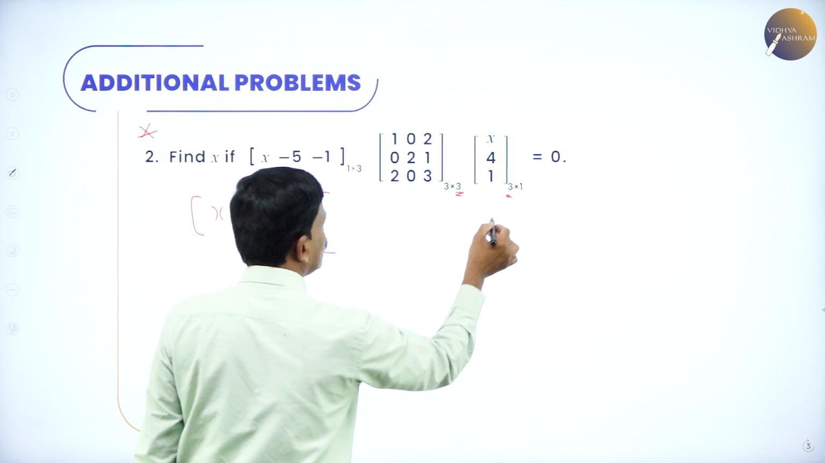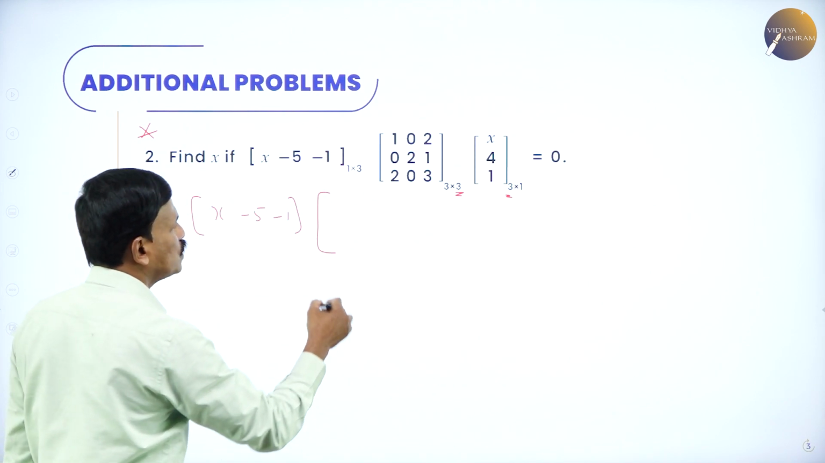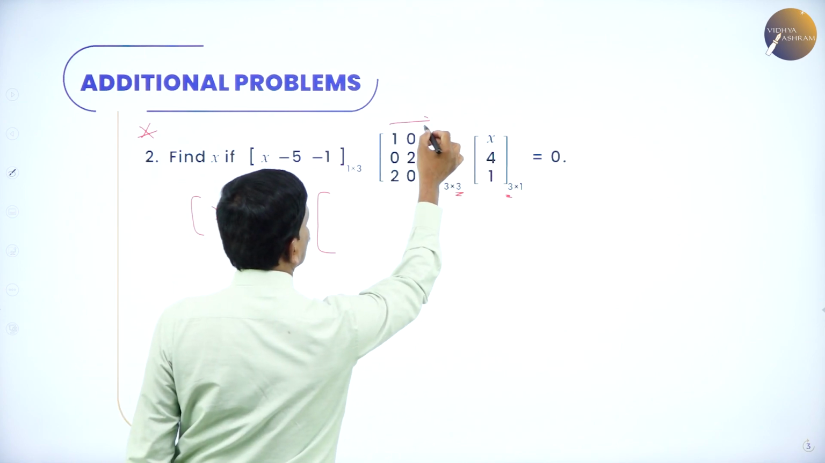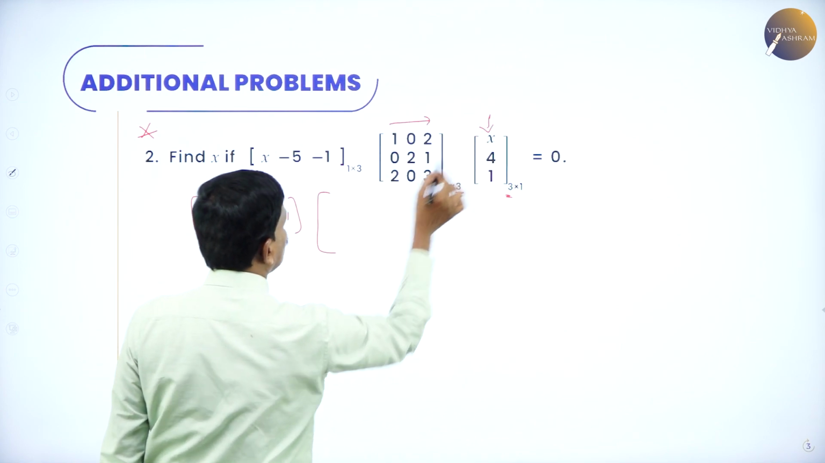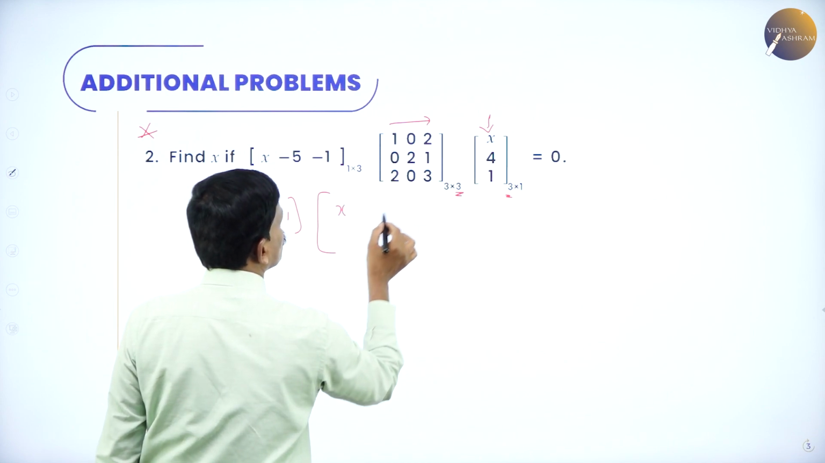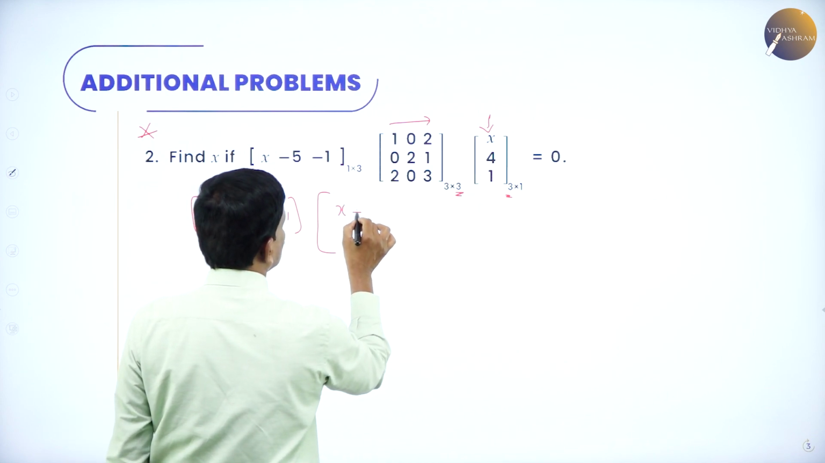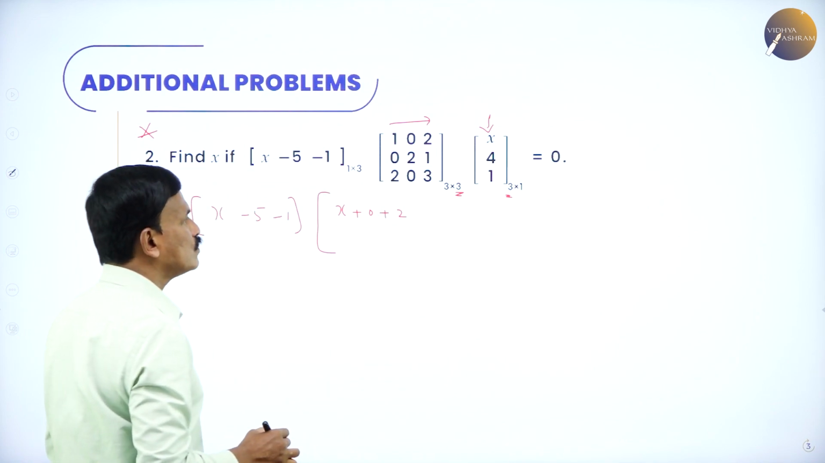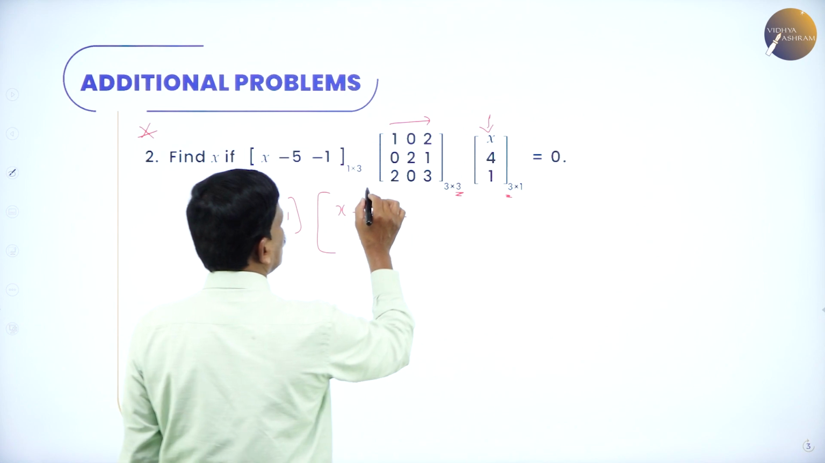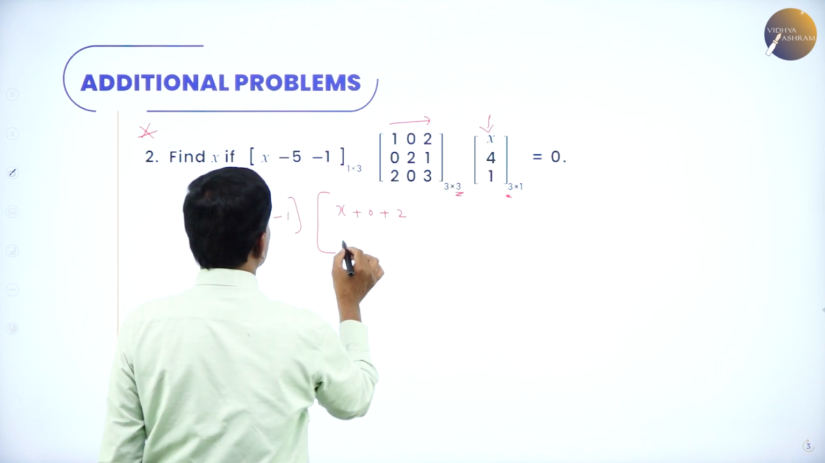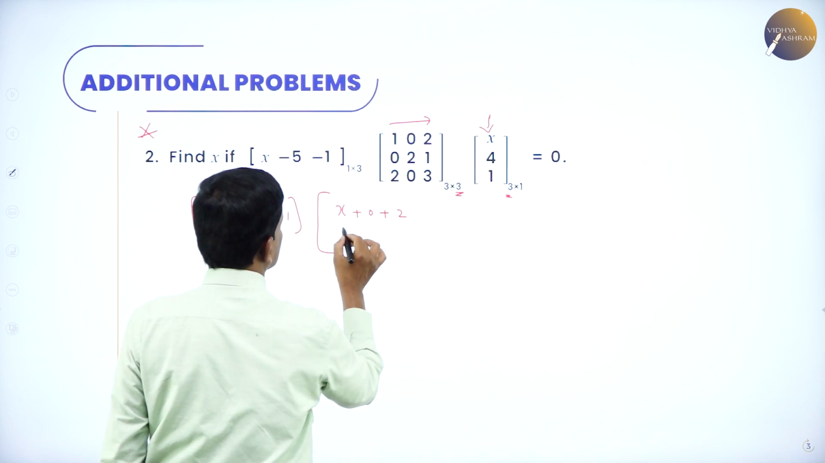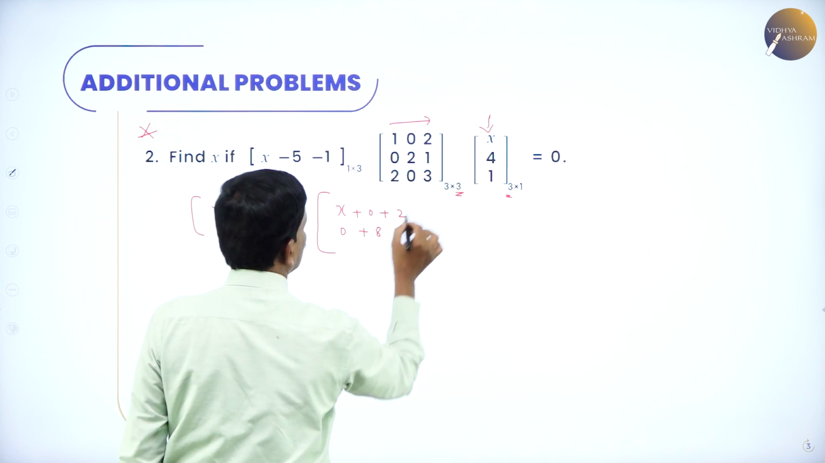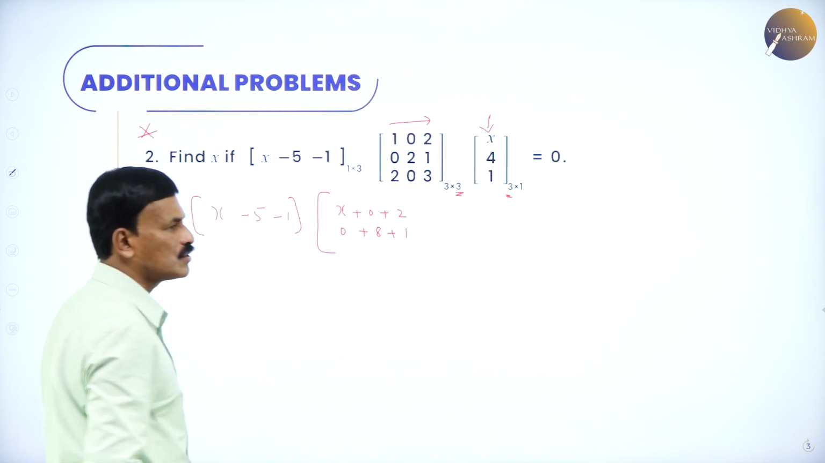The matrix you are going to get is of order 3 rows and 1 column. So 3 rows and 1 column, usually you will get a matrix like this. Now multiply. First row: 1 into x is x, 0 into 4 is 0, plus 2 into 1 is equal to 2. Second row, first column: 0 into x is 0, plus 2 into 4 is 8, plus 1 into 1 is equal to 1.